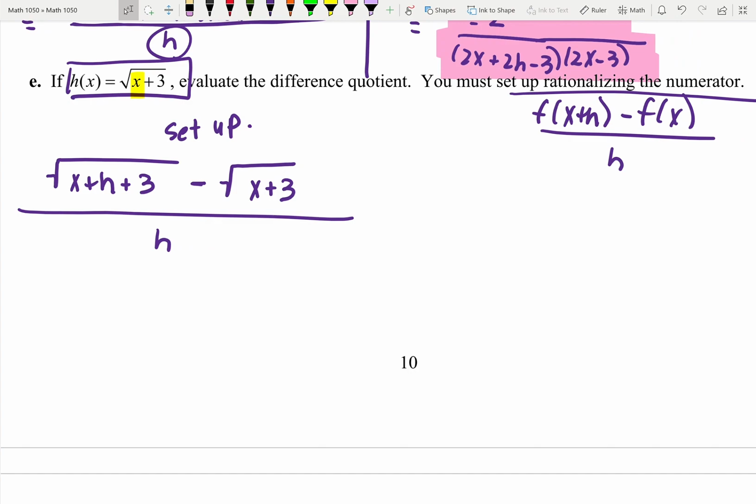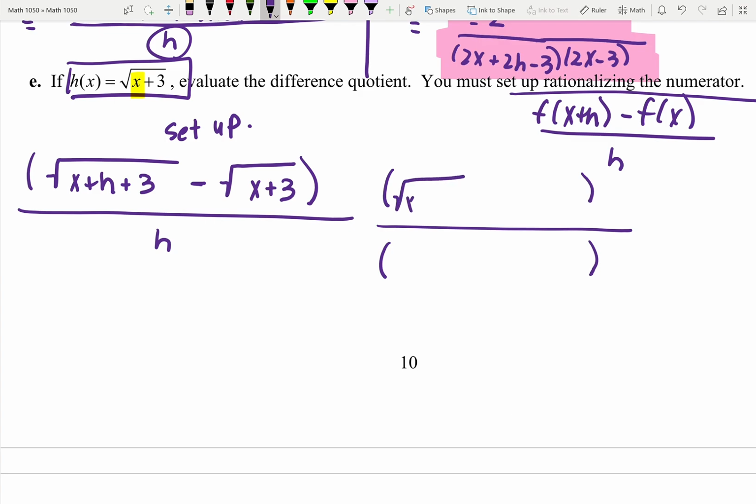Okay? It's super easy. So look what you do. Since that's a binomial, put parentheses around it. What you're going to do is multiply the top and the bottom by the same thing, which is exactly that numerator, but the conjugate. So the sign is different. So it's going to look like this.